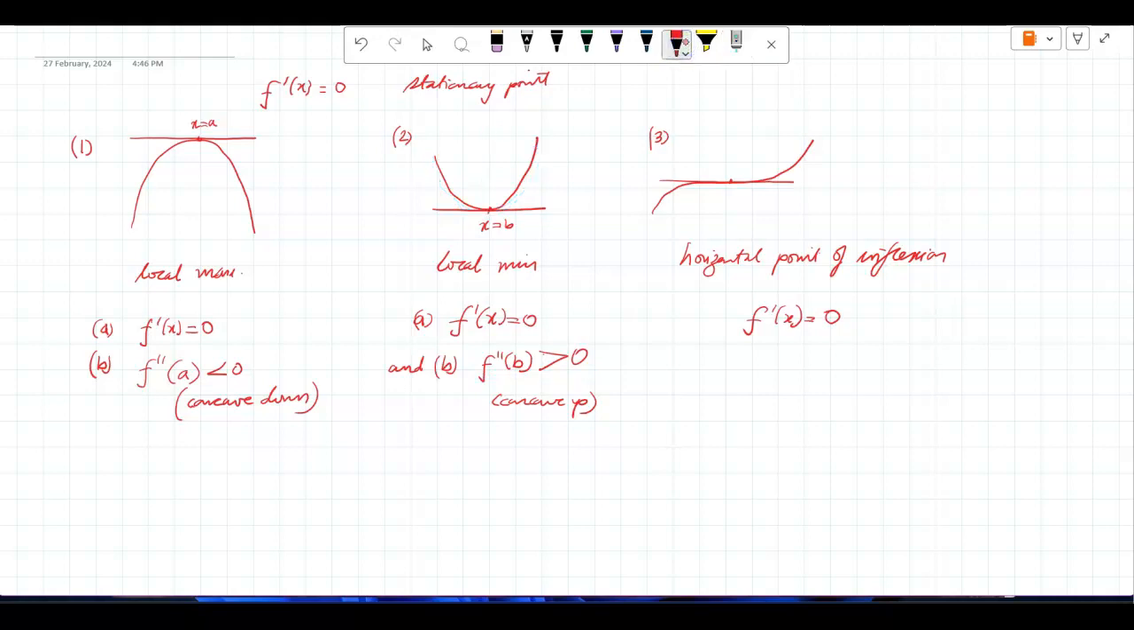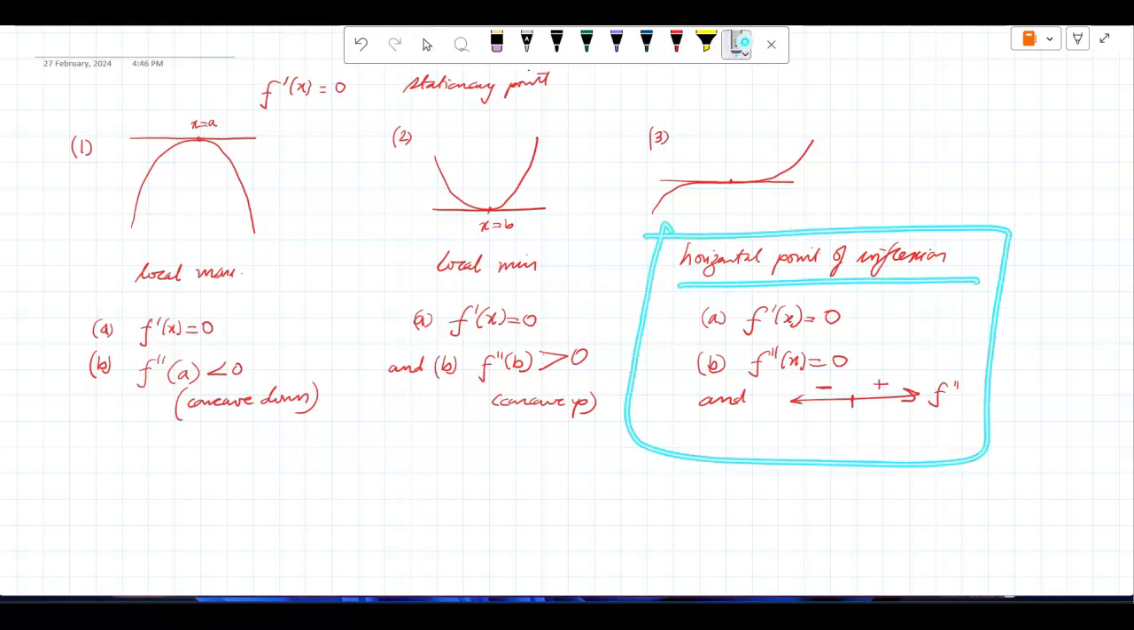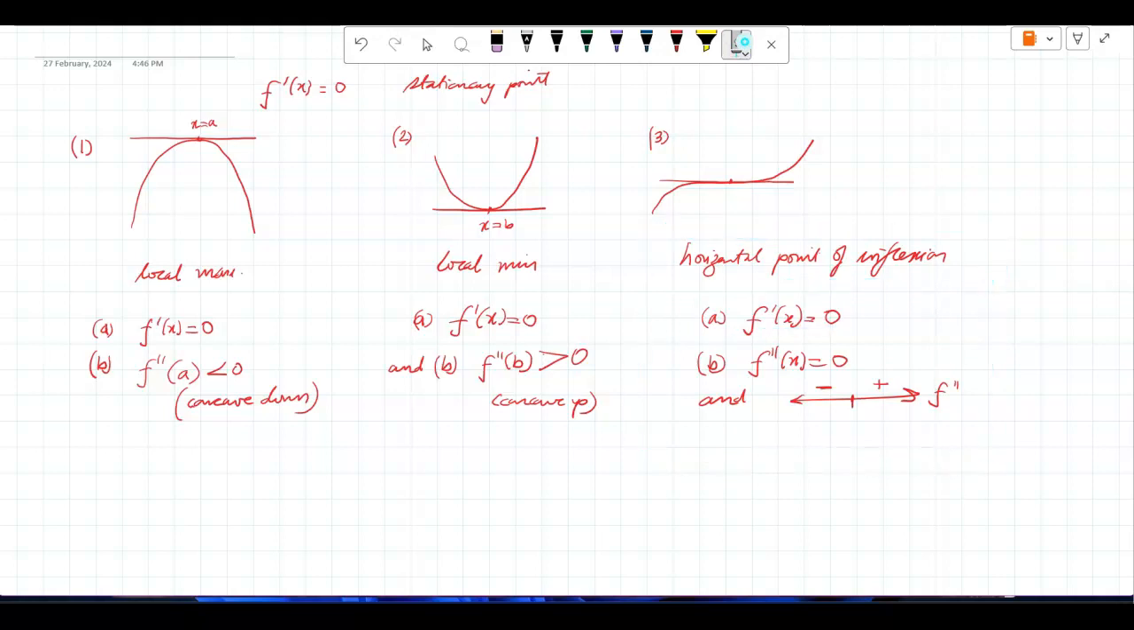Point of inflection: your first order derivative is 0, your second order derivative is also 0, and there's a sign change for the second order derivative. So in the above diagram, it's concave down and then concave up. So there are three conditions for horizontal point of inflection. First, your first order derivative is 0. Second, your second order derivative is 0. And third, there should be a sign change. This is minus, means it's concave down. And after the point of inflection, this is concave up. So you must learn this. Now take it down.